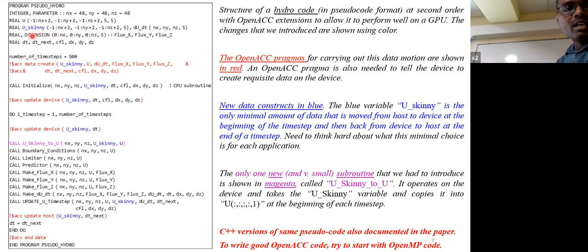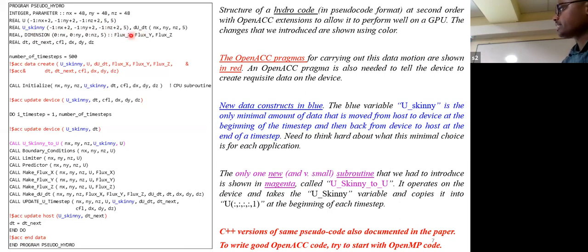And then the color variable is U skinny. It has one dimension that is less than the U. And for this particular pseudocode, we choose the U skinny to be holding all of the zone-centered values of U, but it can be code specific that we can discuss later. And there is a du dt component where we store the time derivative of U.